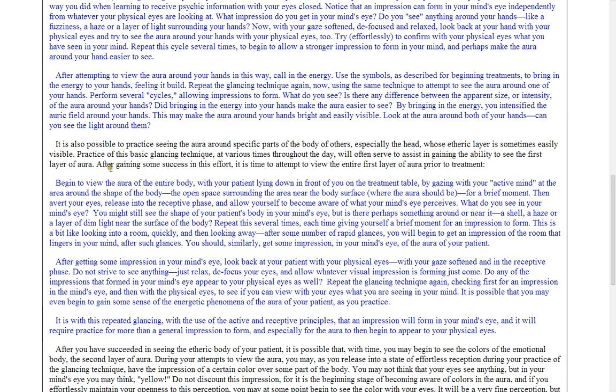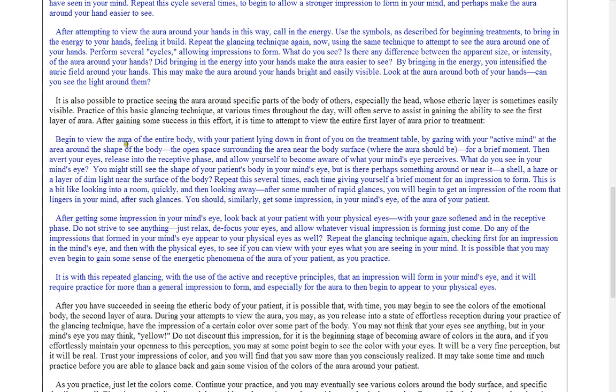It is also possible to practice seeing the aura around specific parts of the body of others, especially the head, whose etheric layer is sometimes easily visible. Practice of this basic glancing technique at various times throughout the day will often serve to assist in gaining the ability to see the first layer of aura. After gaining some success in this effort, it is time to attempt to view the entire first layer of aura prior to treatment.